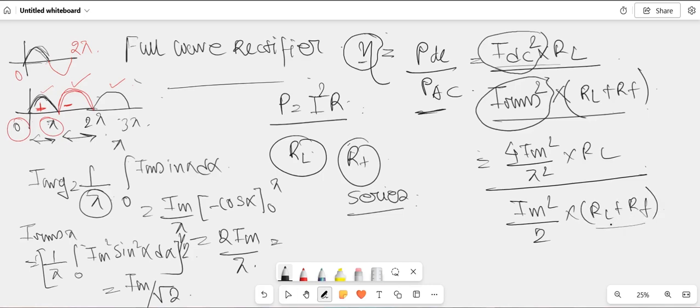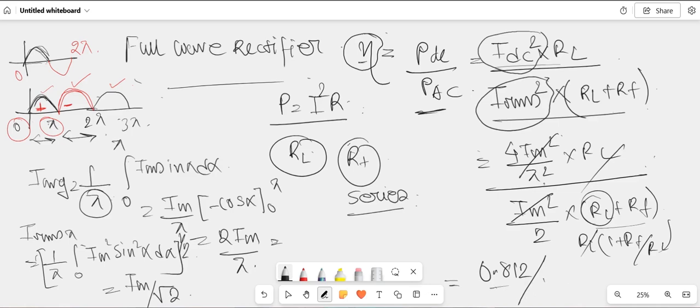Okay. So I will just take RL common from here. If we take RL common, we will be getting RL into 1 plus RF by RL, and this RL and this RL will cancel out each other. The Im square will also cancel out. So after performing this calculation, we will be getting 0.812 divided by 1 plus RF divided by RL.